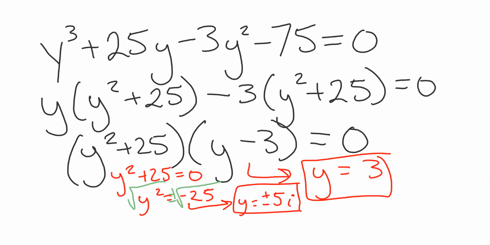So we've got 3 solutions here. Positive 5i, negative 5i, and 3. We've got 3 solutions to a third degree equation, right? So that's the last example. That's solving by grouping. And that's when you have 4 terms that you cannot combine in any other way. Find a way to group them so that you can factor out the same thing and then factor again.